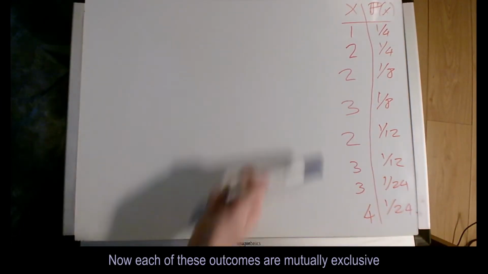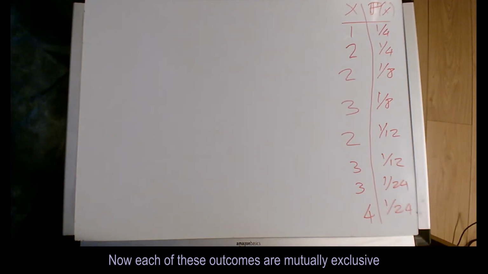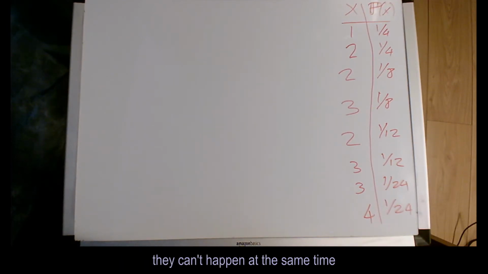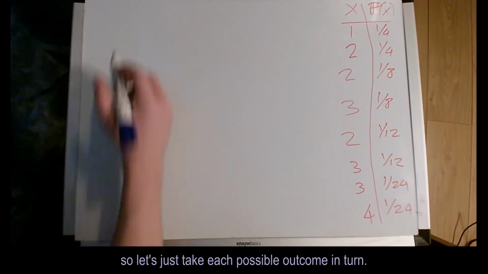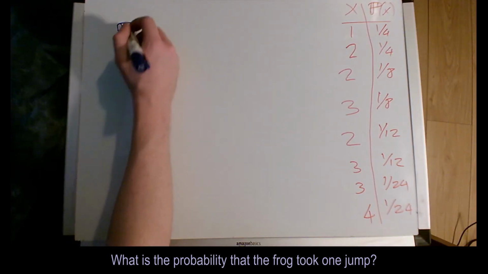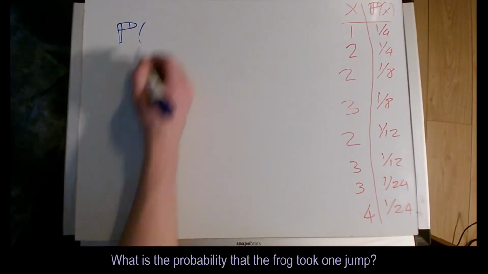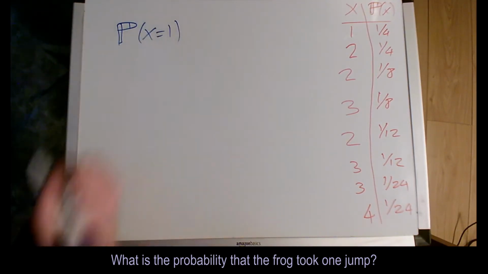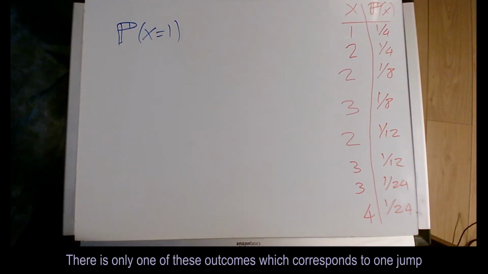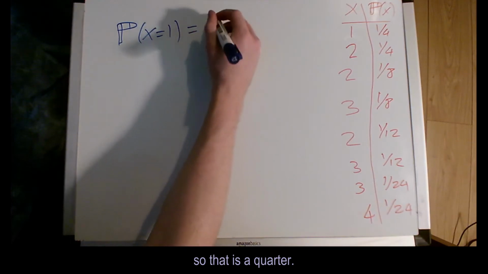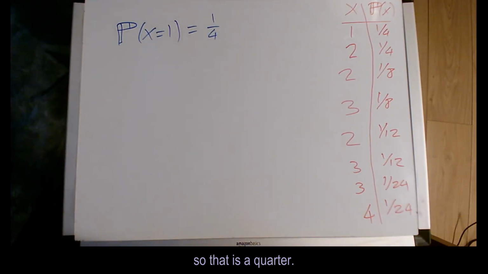Now each of these outcomes are mutually exclusive. They can't happen at the same time. But some of those are the same outcomes. So let's just take each possible outcome in turn. What is the probability that the frog took 1 jump? There is only one of these outcomes which corresponds to 1 jump, so that is a quarter.